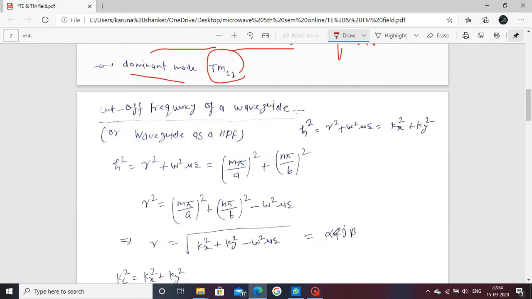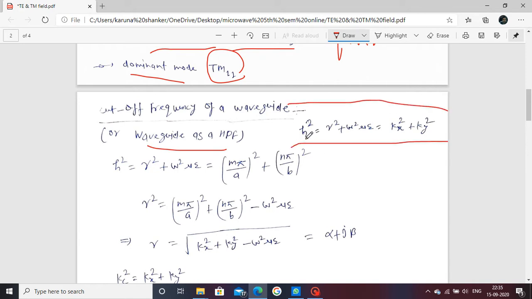We move to the next topic, the cutoff frequency of the waveguide. This is also one of the derivations of the waveguide as a high pass filter. The relation used here is written directly: gamma square equals omega square mu epsilon minus kx square plus ky square, where kx is m pi by a and ky is n pi by b. Now put these values in and arrange in this form.